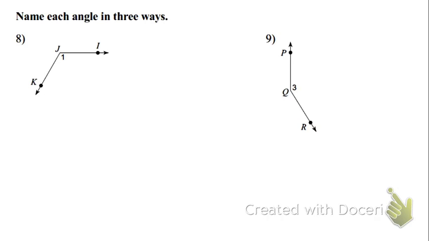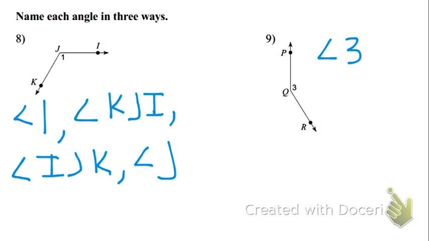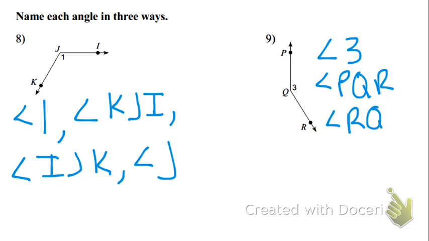So to name the angle in 3 ways, remember first we can name it with the number, so angle 1. We can also say angle KJI or angle IJK. And then you can also name it just by the vertex angle J. So just tell me 3 of those 4 ways. So same thing on number 9, we've got angle 3, angle PQR, angle RQP, or just angle Q. Again, you just have to tell me 3 of those ways, not all of them.